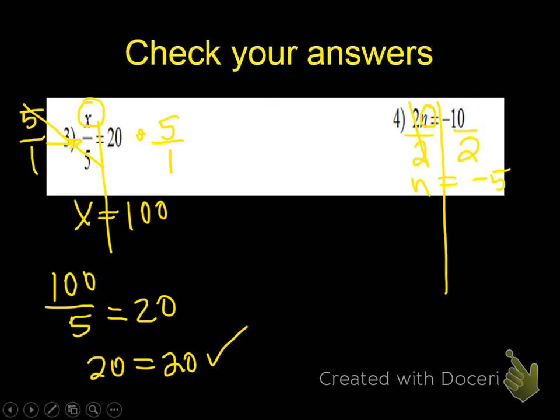To check, let's plug our number back into our original equation. So 2 times negative 5 equals negative 10. Remember, a positive times a negative is a negative, so we have negative 10 equals negative 10. The answer checks out, so negative 5 is our correct answer.